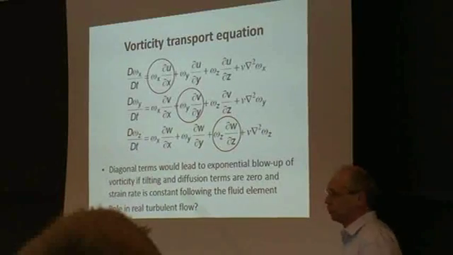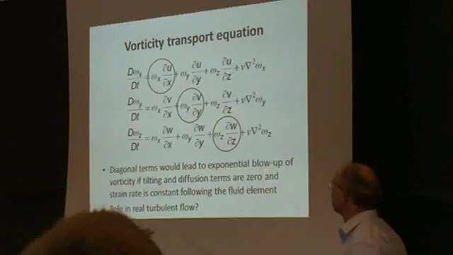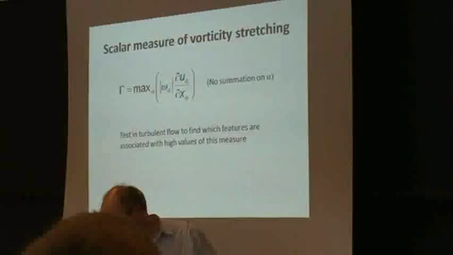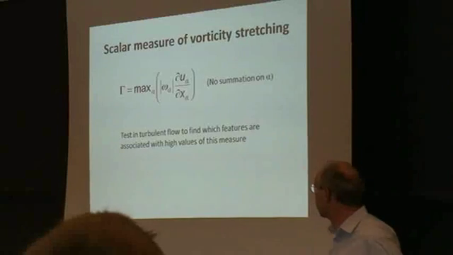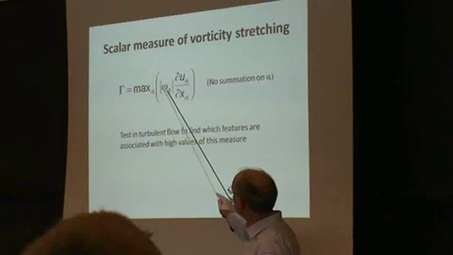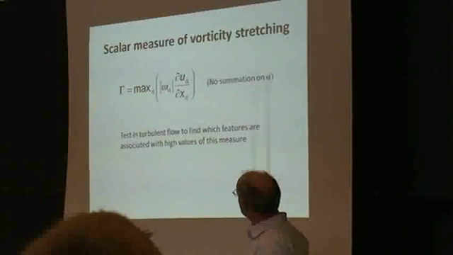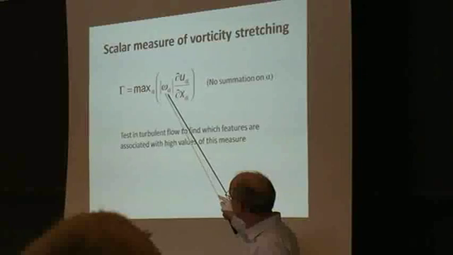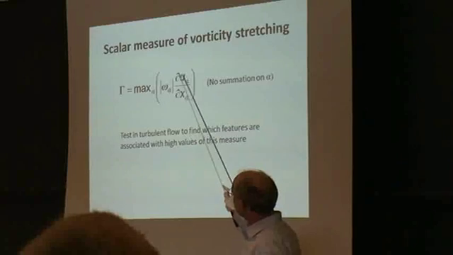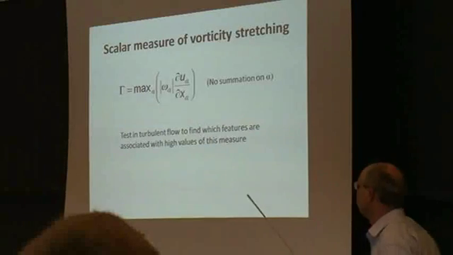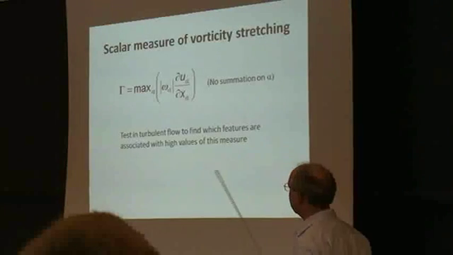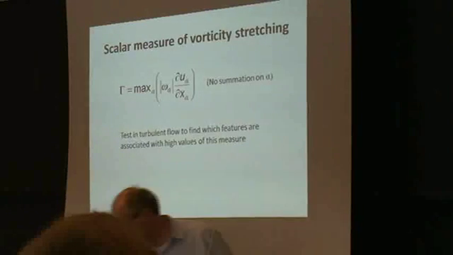So really the idea of this project was to take a quick look at these terms and see if we have any special behavior in turbulent flow. So we looked at a measure which is basically the maximum diagonal element. We take the absolute value of the vorticity. There's no summation on Greek indices, so the alpha is taken over 1, 2, 3, but not summed. We take the absolute value of the vorticity multiplied by the strain diagonal component, and we just take the maximum value, which gives us a scalar quantity that we can look at in the numerical simulations.